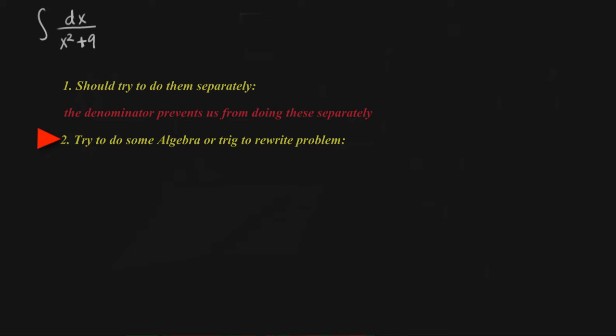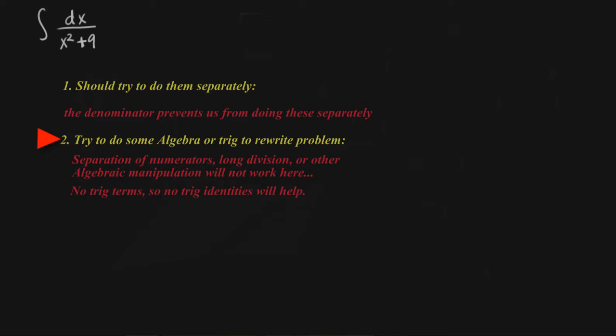Next, what you should do is try some algebra or trig to rewrite the problem. In this case, you can't really do any algebra. There's no separation of numerators. You can't separate the denominator, only the numerators. You can't do long division because the power of the bottom is greater than the top. There's no algebraic manipulation you can do here. And there's no trig, so we can't use any trig identities.